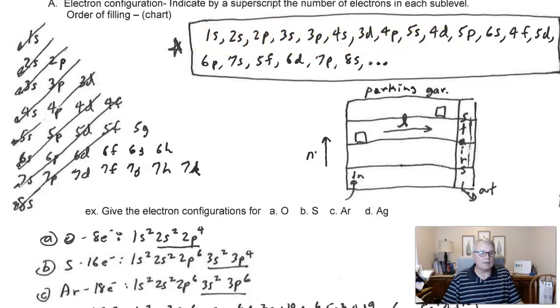Notice if you don't have this correct, you're going to miss every single one of these, plus what we're going to do here coming up below. You've got to have the correct order of filling. It's absolutely vital. You miss every electron configuration that we do if you don't. All right? Count them up, see if you got it right. 2 and 2 is 4, and 6 is 10, 12, 16. There you go.